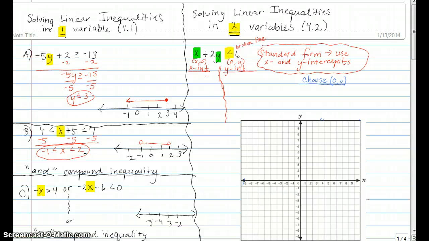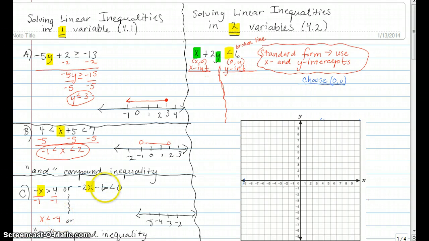Letter C is an OR compound inequality. On the first one, negative x is greater than 4. You need to get rid of the negative in front of the x, so we're going to divide by negative 1. So x, now when you divide by a negative, your inequality symbol flips. X is less than negative 4. Or, oops, let's move that down. Let's put the or down below. X is less than negative 4.